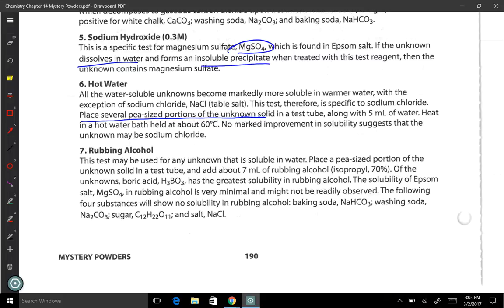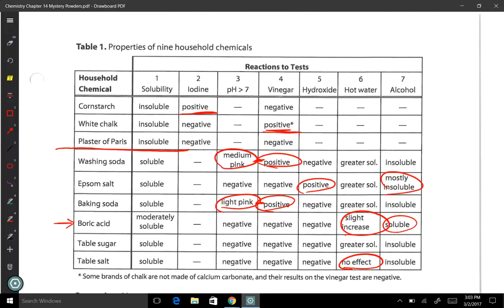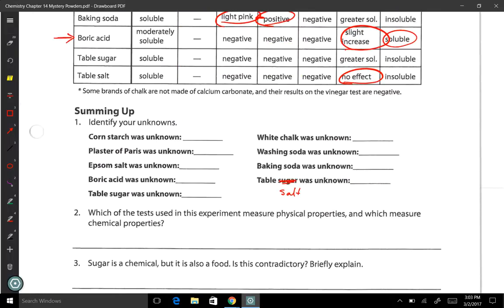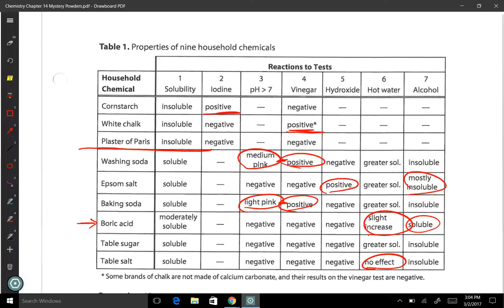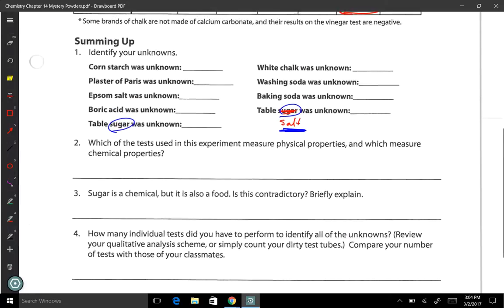When you're done, you should have identified what each one is. Notice this one should say table salt. It said table sugar here and here. That was a mistake. Should say table salt both places. The other mistake, as you may or may not have noticed, was one of these two results should have been insoluble in their little test. This is not what yours looks like, but it gives you what your layout looks like for your sequence. So then you'll answer the questions here.